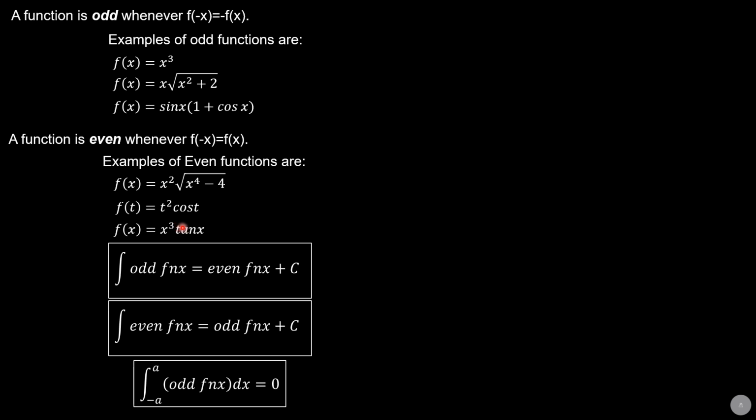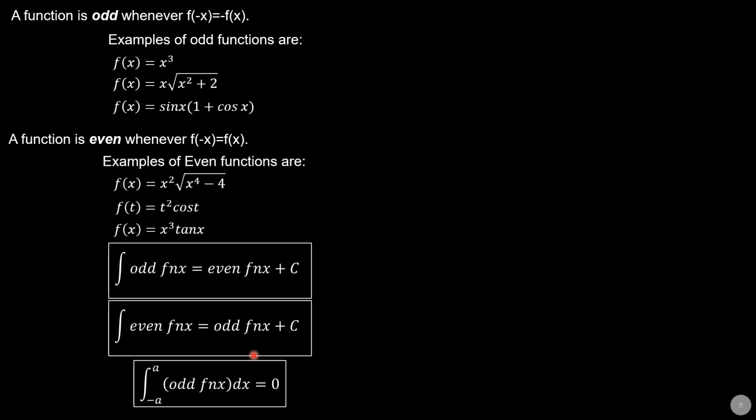So for instance, the integral of x cubed from negative 1 to 1 is x to the fourth over 4 from negative 1 to 1. So that would be 1/4 minus 1/4, and that is 0. So that's why it's 0 here.